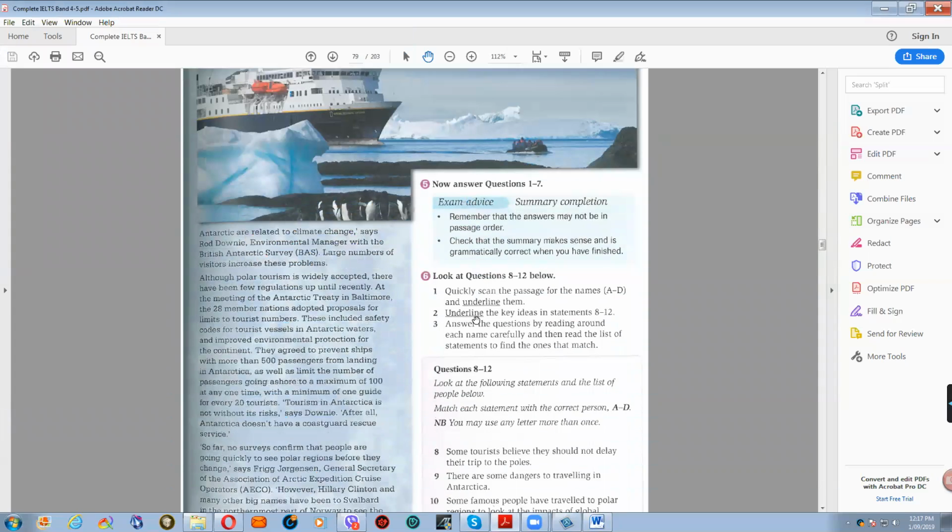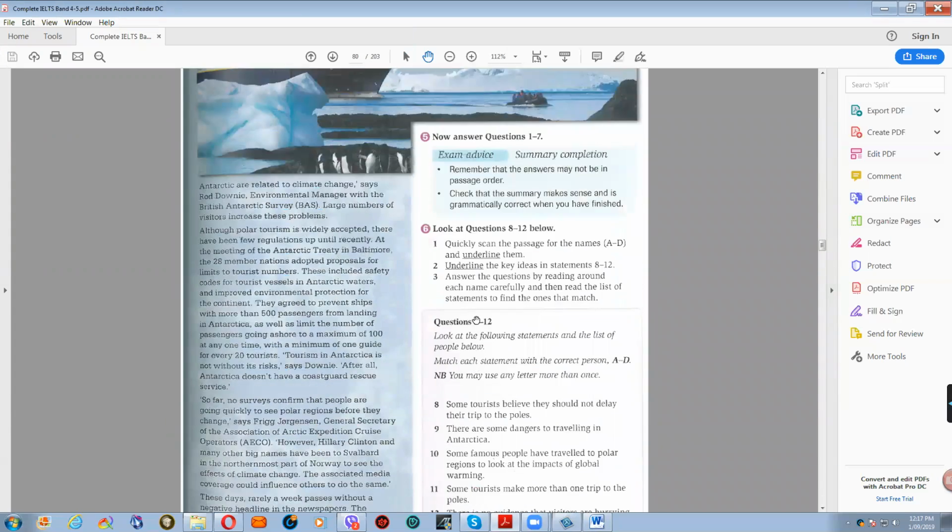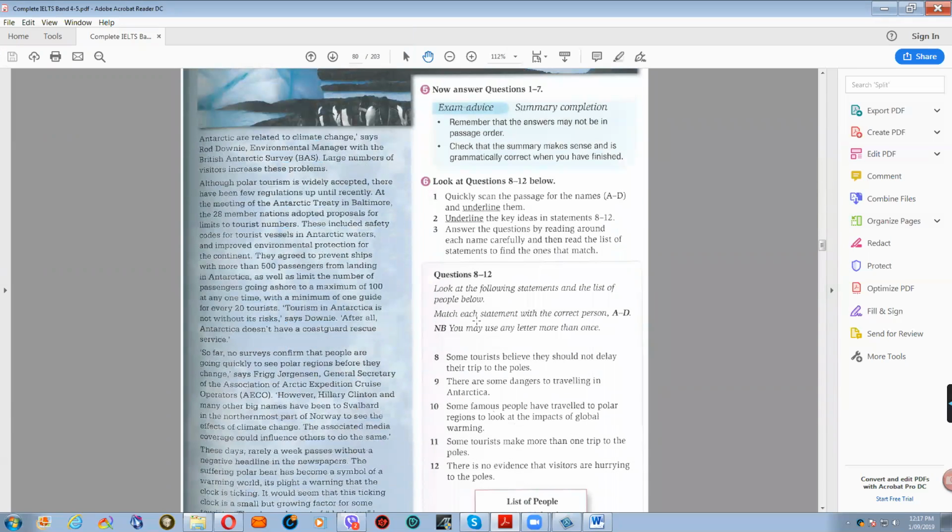Remember that the answers may not be in the passage order. They certainly weren't. Check that the summary makes sense and is grammatically correct when you have finished. So allow yourself a little bit of time.